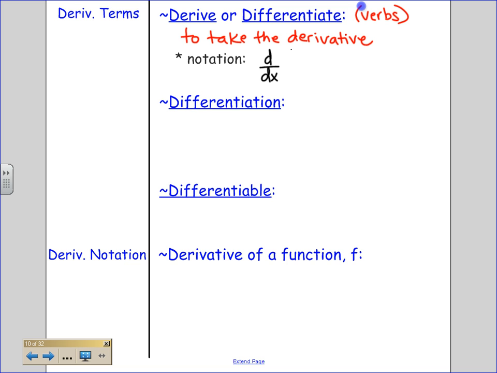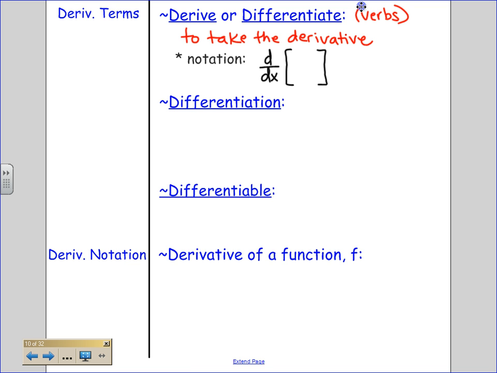For the verb itself, if you see d dx, which we're going to talk more about that notation in a little bit. You guys watched the video with Leibniz and Newton, right? And Leibniz had this supposedly really spiffy notation. That's it. So to take d dx of something means to derive, to differentiate, to take the derivative of. We'll talk more about that later.